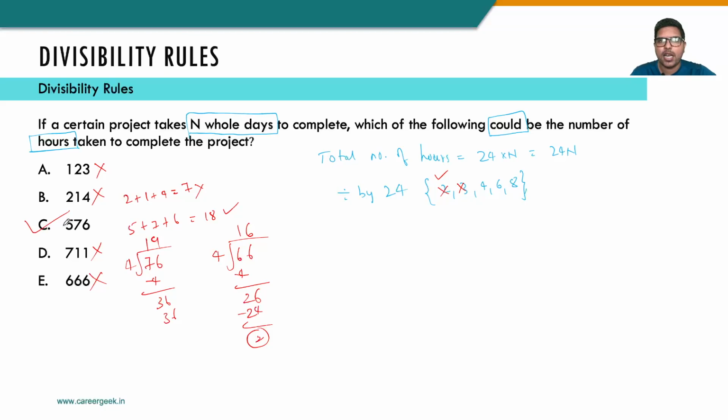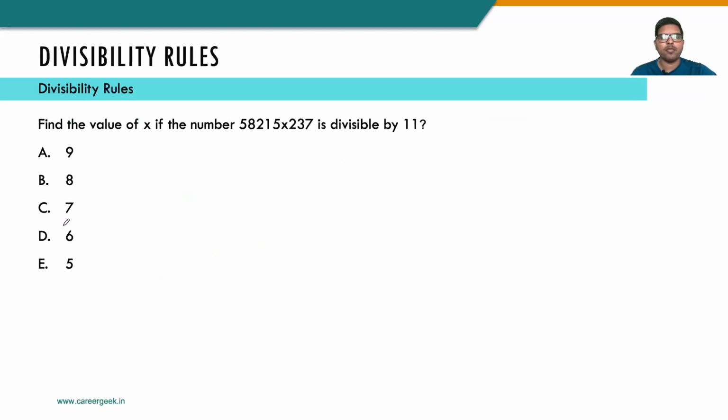So this is how, for higher numbers, let's say greater than 11, you can use this divisors concept. Okay, the next one: find the value of x if this number is divisible by 11. Here x is one of the digits. It's not a multiplication symbol, don't get confused. This is x.